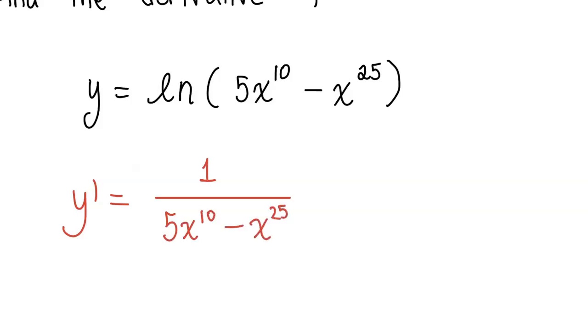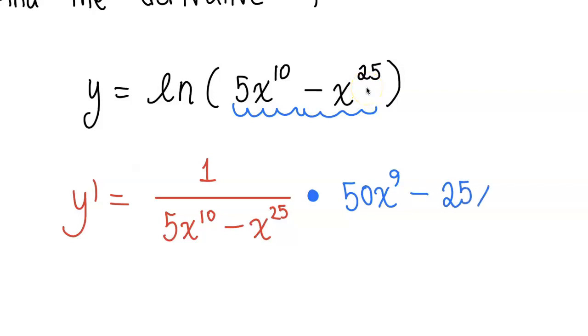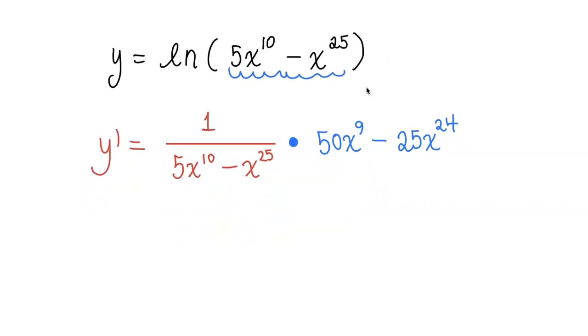Now don't stop there, because now you will have to multiply this by the derivative of that inside function, which is the log argument. So what is the derivative of 5x to the 10th? 50x to the 9th minus the derivative of x to the 25th power, which will be 25x to the 24th. All right, that's it. Now, that's how you differentiate, but let us try to simplify this a little bit, okay?